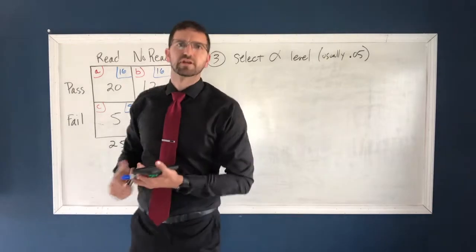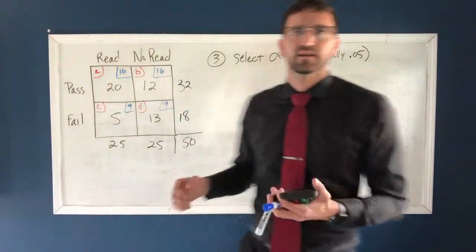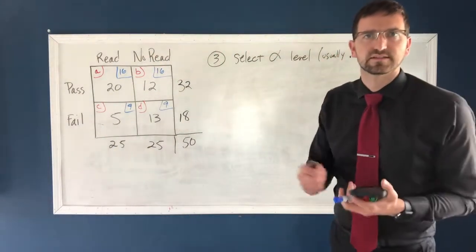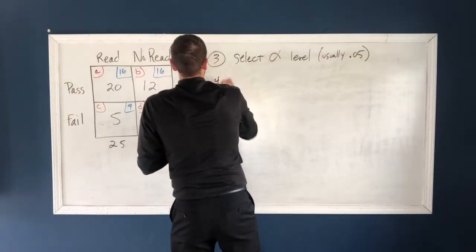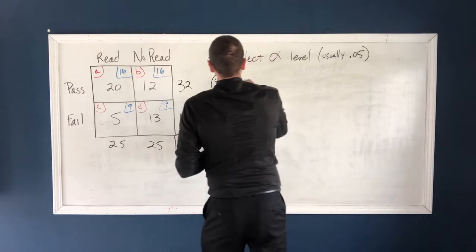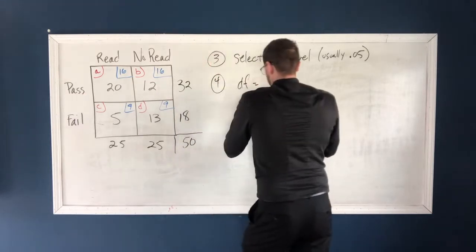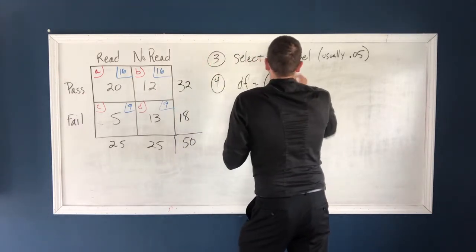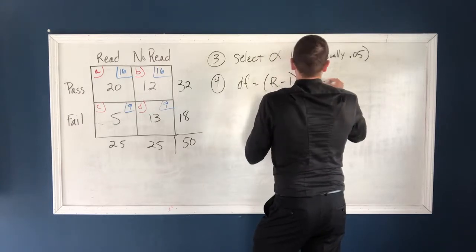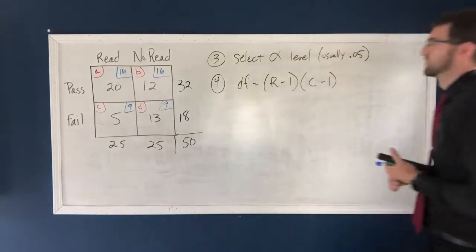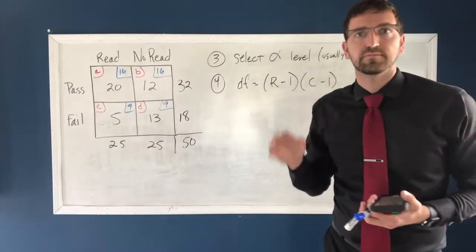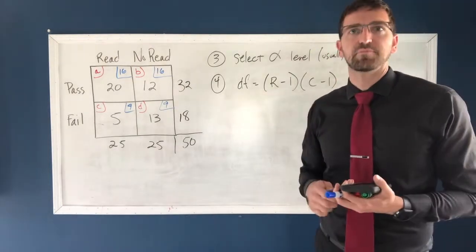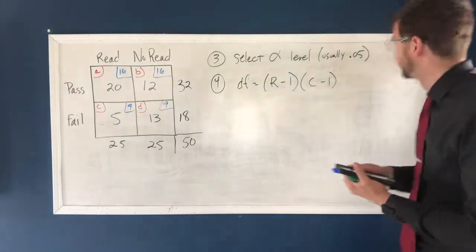Okay, step 3, we're going to select our alpha level. The professional standard is 0.05, so we're going to stay with that. Step 4, we're going to figure out what our degrees of freedom are. So our degrees of freedom for chi-squared are going to be rows minus 1 multiplied by columns minus 1.